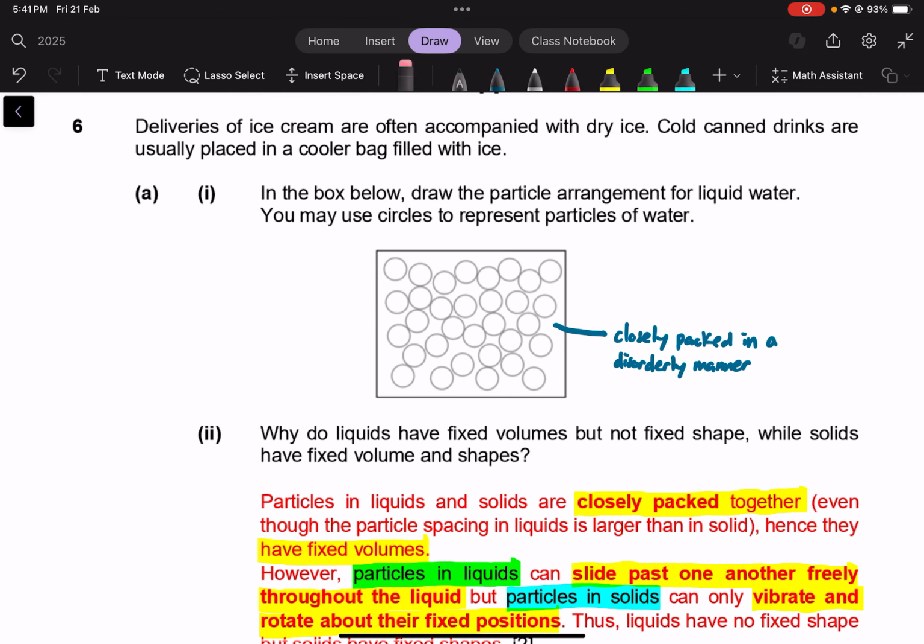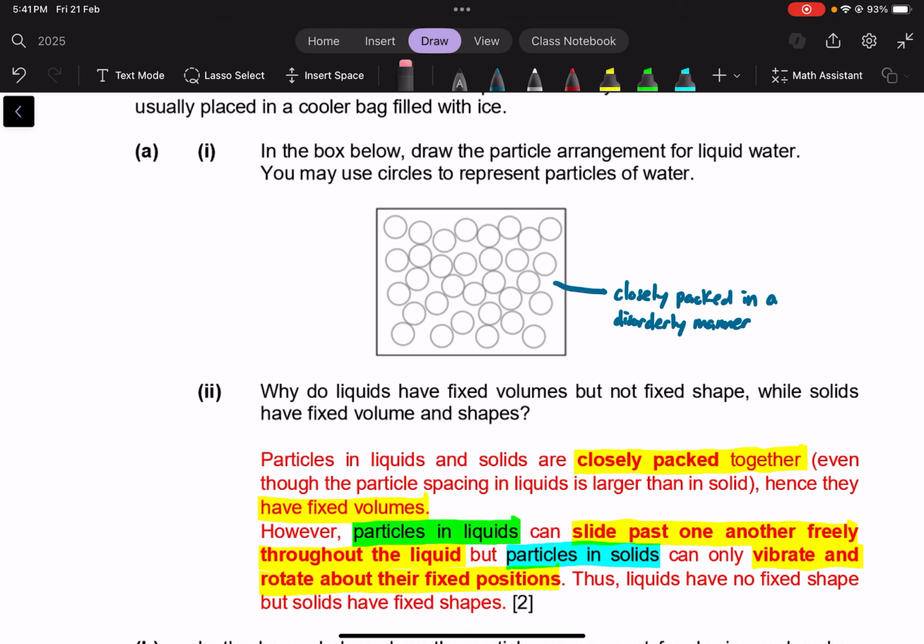For 6A part 1, in your figure, you should show me that your particles are both closely packed and also in a disorderly manner. Please show, I have to see these two elements inside your drawing, so then I'll mark it correct.